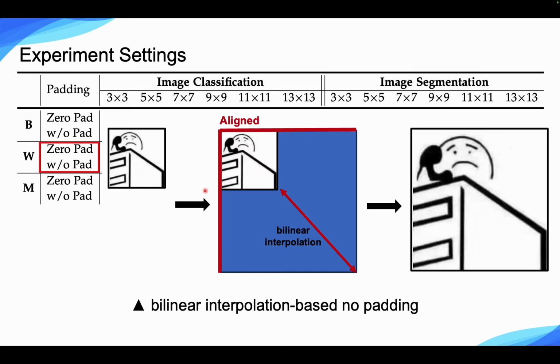And the padding must be applied during the VGG11 training process to maintain the size of the feature map. So the without padding here refers to using bilinear interpolation based no padding. And this padding involves first aligning the picture to the border, followed by the bilinear interpolation. So now we fully understand the meaning of this chart. So let's look at the result.